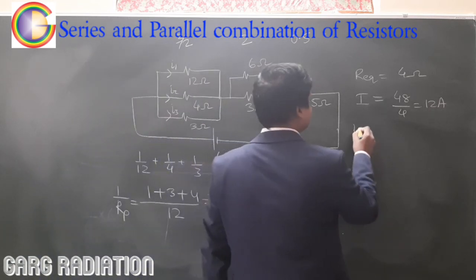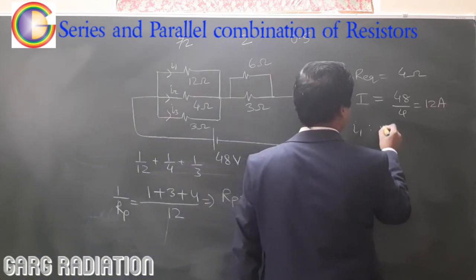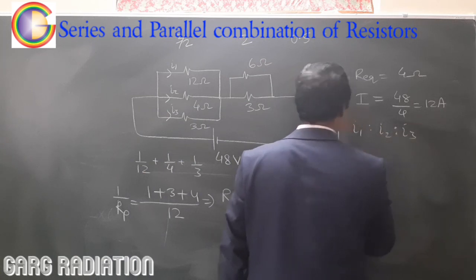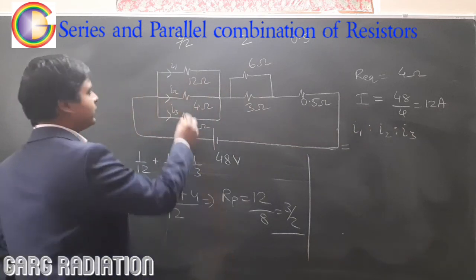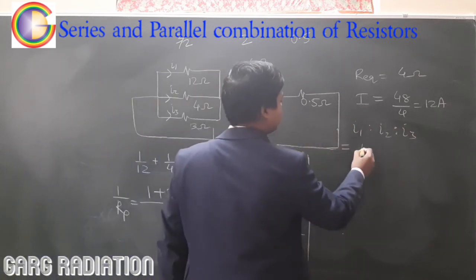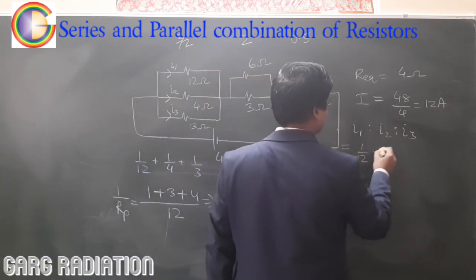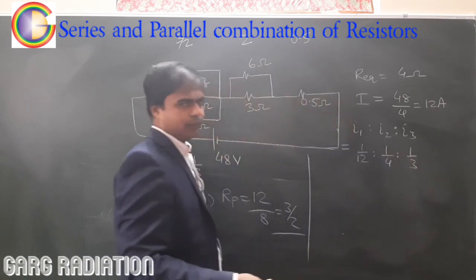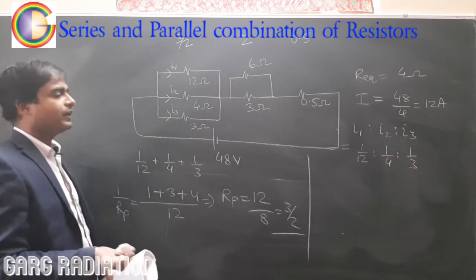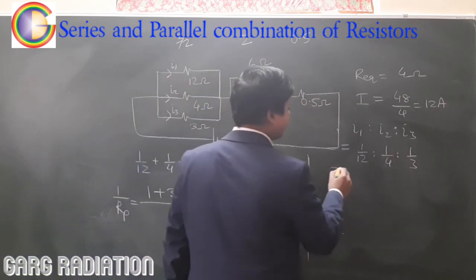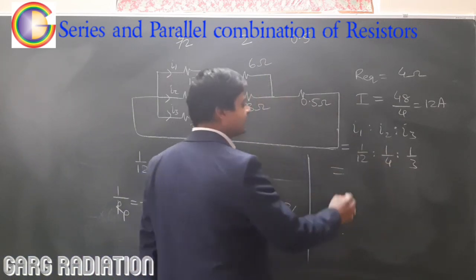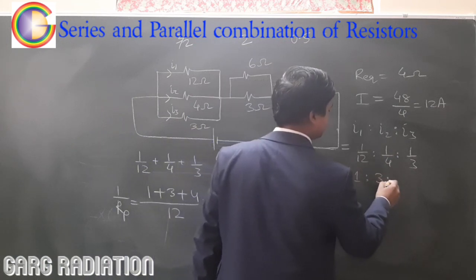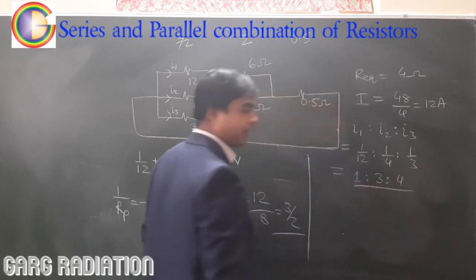So the ratio is I1 is to I2 is to I3. This ratio comes out to be 1 by 12 is to 1 by 4 is to 1 by 3. The ratio will be simply the reciprocal ratio of resistance. And now we multiply by 12, the LCM of all these, and we get 1 is to 3 is to 4. This is the ratio of current we have.